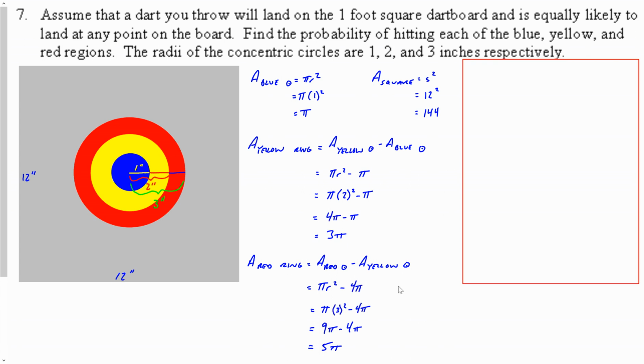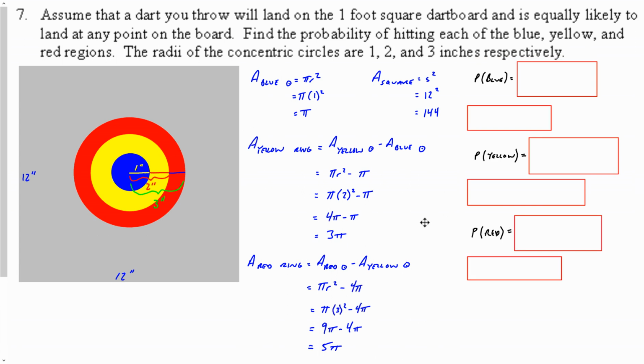Now that I have all the different areas that we need, we can start actually calculating the probability. So if we want to find the probability of landing in the blue circle, what we have to do is take the area of that blue circle and divide that by the area of the square. So that's, again, the favorable area over the total possible area. That's why I have pi over 144 already plugged in here.